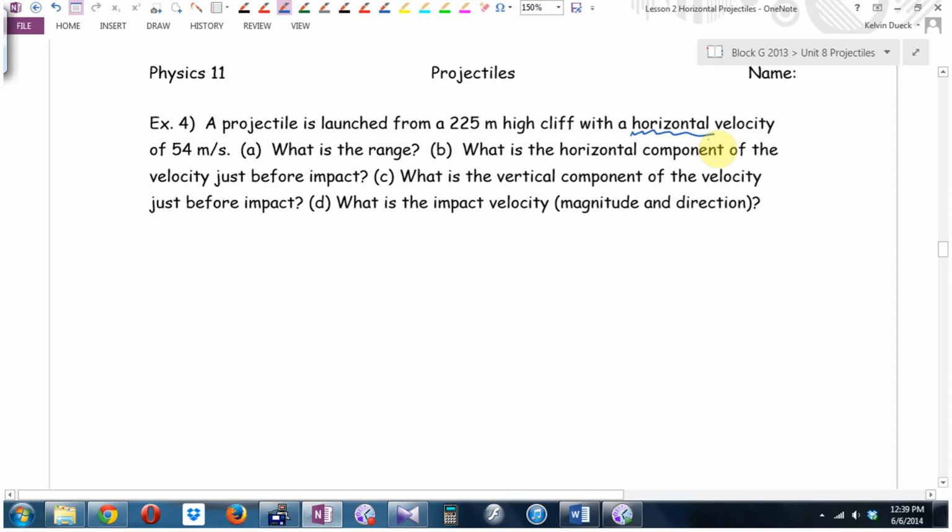A, what is the range? Been there, done that. We'll do that again. B, what's the horizontal component of the velocity just before impact? C, what's the vertical component of the velocity just before impact? D, what's the impact velocity?